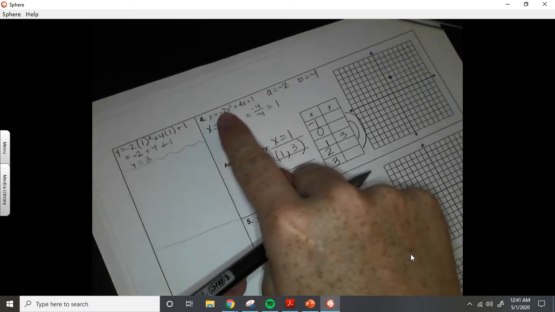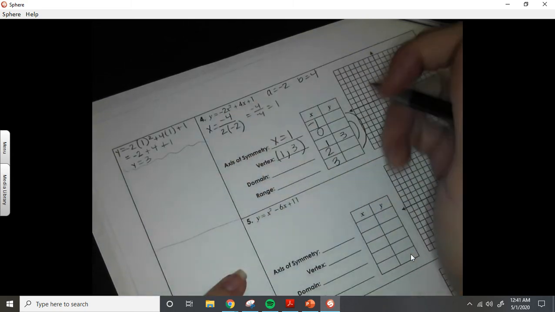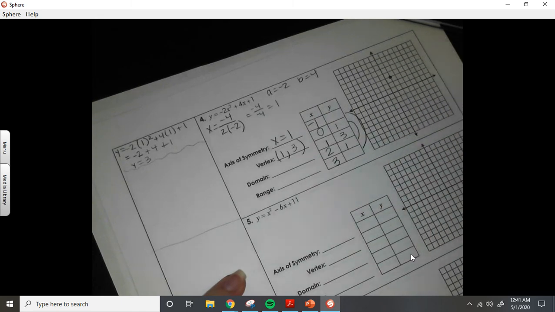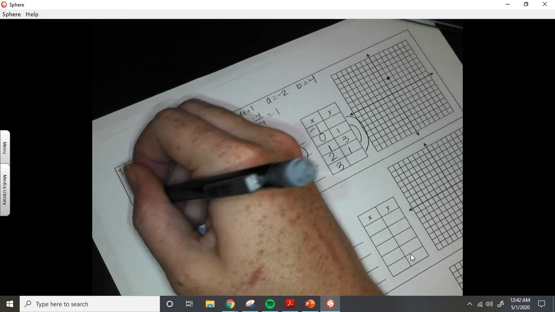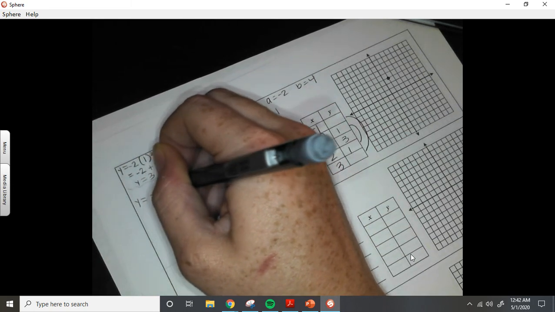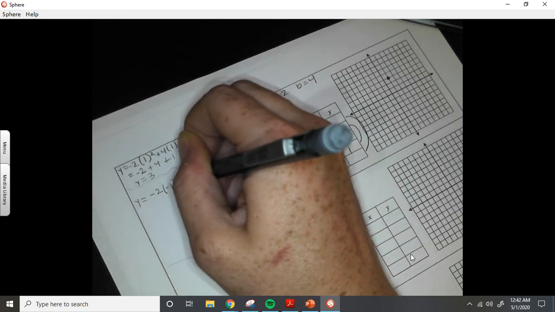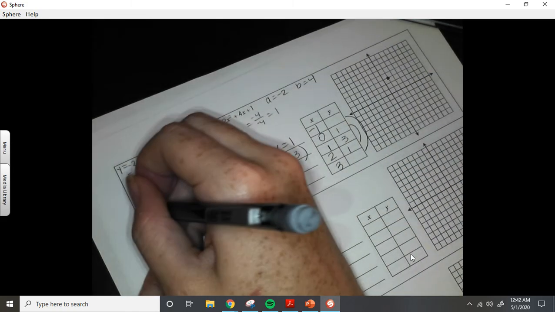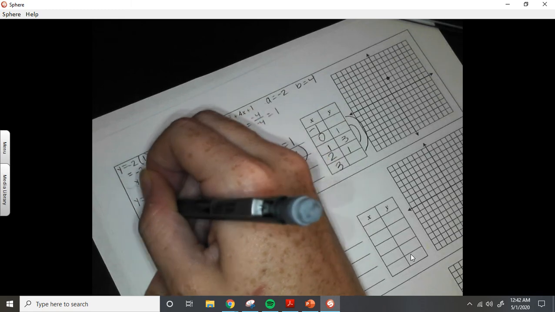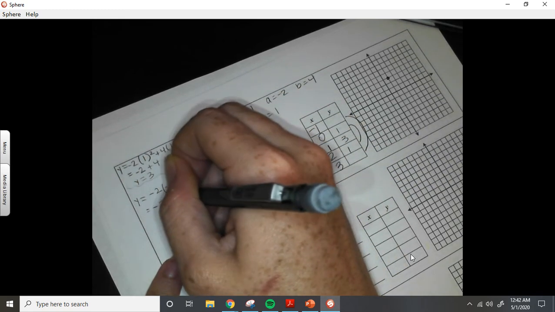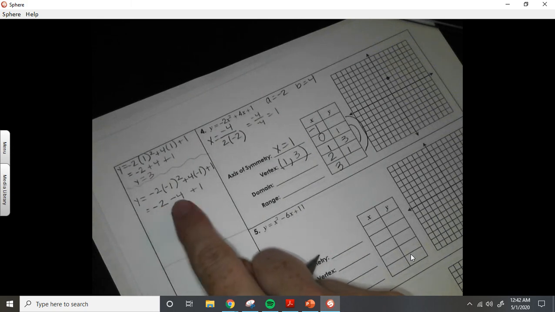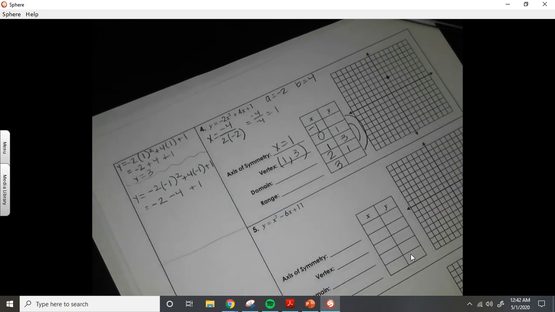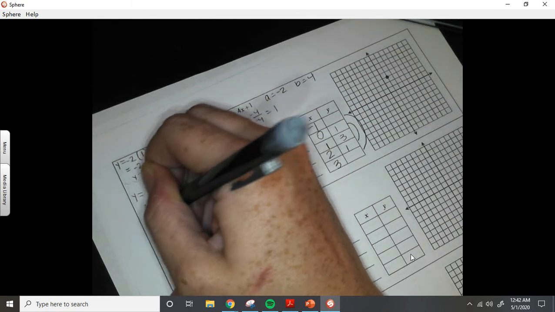So let's plug in 0 mentally. 0, 0, 1. It's going to be left with 1. That means this is going to be 1. Let's plug in negative 1. Y equals negative 2 times negative 1 squared plus 4 times negative 1 plus 1. This becomes 1 times negative 2, which is negative 2, minus 4 plus 1. Negative 2 minus 4 is negative 6. Negative 6 plus 1 is negative 5.